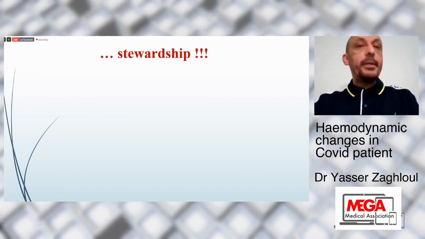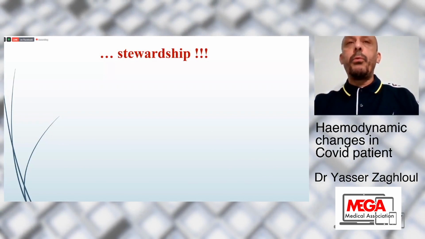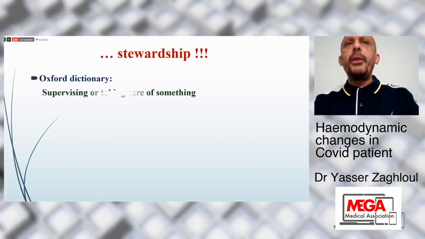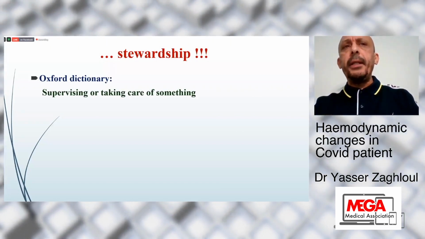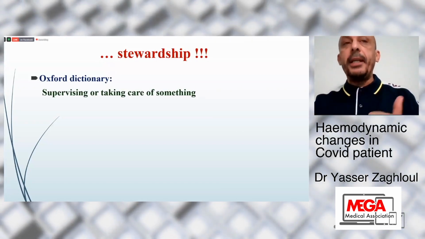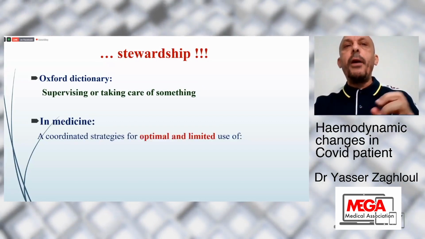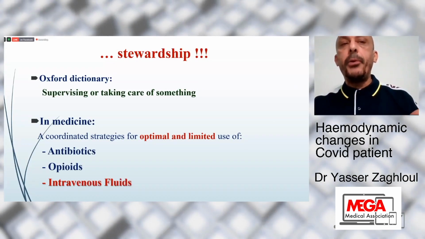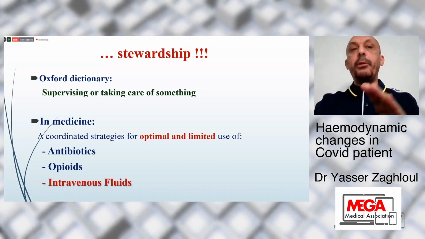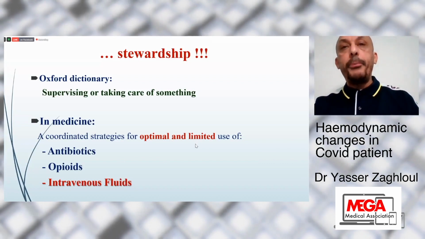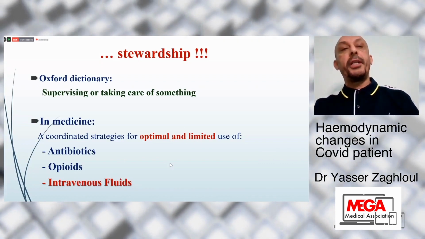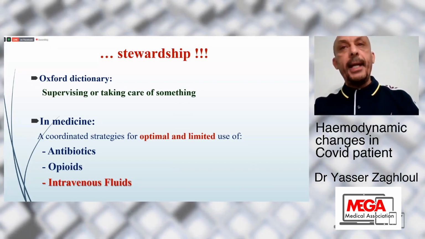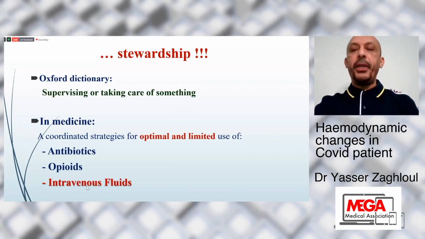Stewardship, what do you know about it? What does it mean? What does stewardship mean in language? In the Oxford Dictionary, it means supervising or taking care of something. But in medicine, it is different. You have a coordinated strategy for optimal and limited use of antibiotics, opioids, and intravenous fluids. And Dr. Kafafi explained for us the optimal and limited use of opioids in patients with chronic pain. So now we are going to discuss optimal and limited use of intravenous fluids.